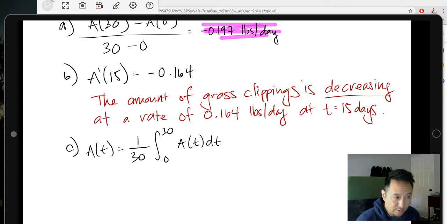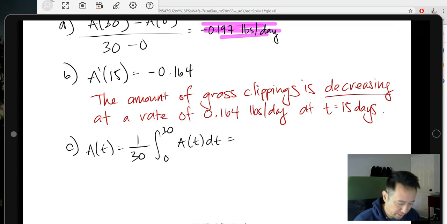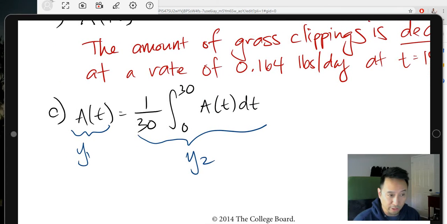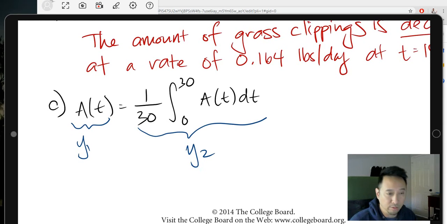And just to clarify a little bit more, I think some students had trouble with this part in the calculator. I'm assuming that's why someone asked this question. Again, from the beginning, this A of t was my y1, okay? And then this new equation here is my y2, which is technically the integration of y1. You can include that 1 over 30 if you want when you input it into y2. But this is the integration of y1 from 0 to 30.